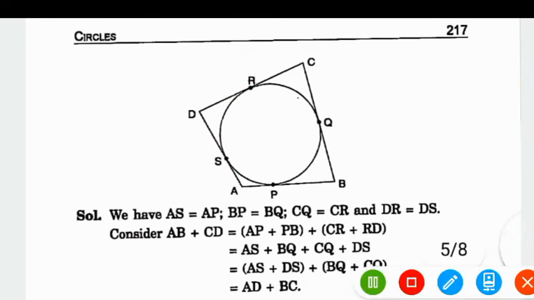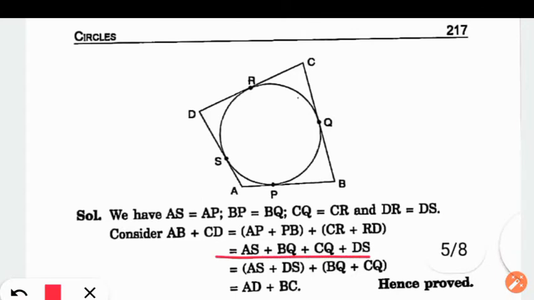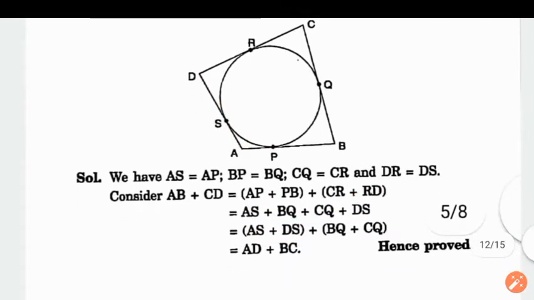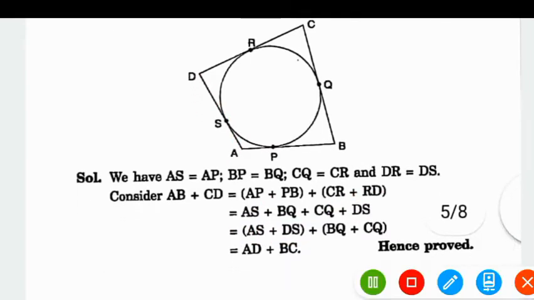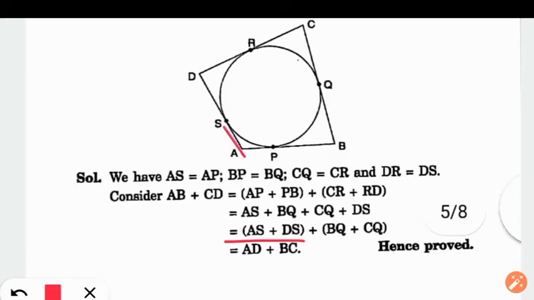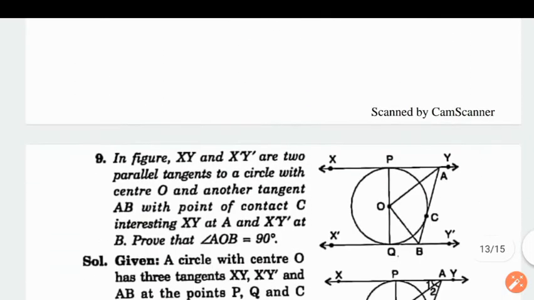Now, rearrange this one. Here we have AS, so AS must be added with SD. So keep AS plus DS together and BQ plus CQ together. So AS plus SD is actually AD, and BQ plus QC is equal to BC, hence proved. So let's do the next one.